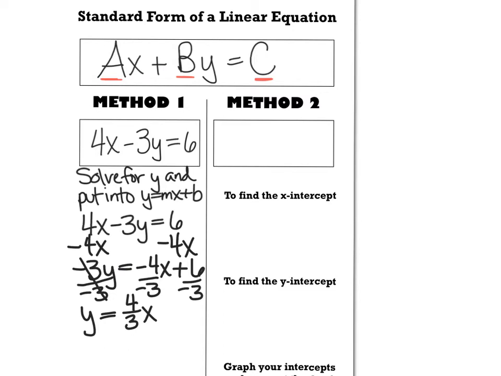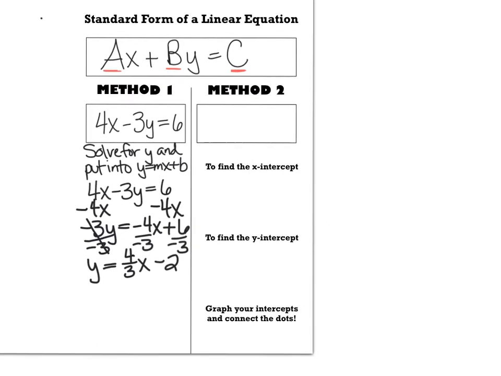Because if I change that into a decimal, or a mixed number, it's not going to be as helpful for us. And then we have 6 divided by -3 gives us -2. Now if I were to go graph it, I could identify the slope is 4/3, my y-intercept is (0, -2), and I can graph just like how I did in the last section. And we'll do an example where we continue on and we graph in a moment.